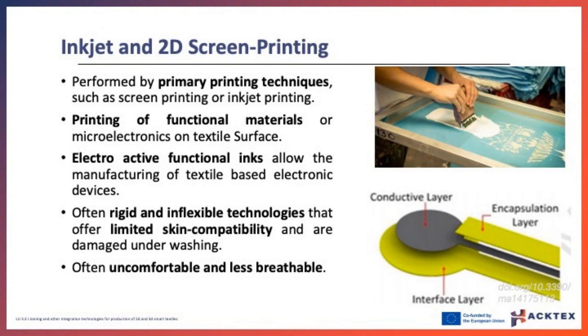Another method for the fabrication of smart textiles is inkjet and 2D screen printing. In this method, the fabrication of smart textiles is performed by primary printing techniques, such as screen printing or inkjet printing, where the printer prints functional materials on a textile surface. Through this method, electroactive functional inks are used to develop textile-based functional electronic devices.